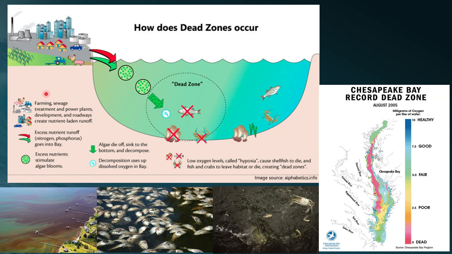So how do dead zones occur? First of all, this part of our country is very well developed, with cities, factories, and a lot of farming. Everything from the land around the Chesapeake Bay runs down into it. So we have farming, sewage treatment, power plants, all of that, and that gives us excess nutrient runoff, especially nitrogen and phosphorus. Those are limiting factors for plants, which means when you don't have very much of it, you don't have very much plant growth. But when you have a lot of it, you stimulate algae blooms.